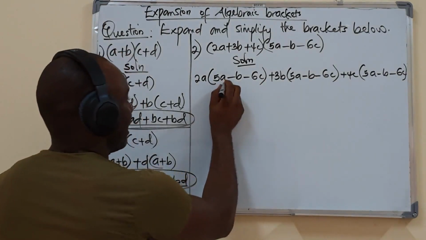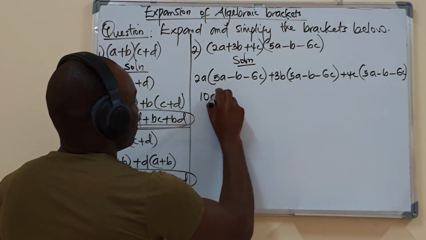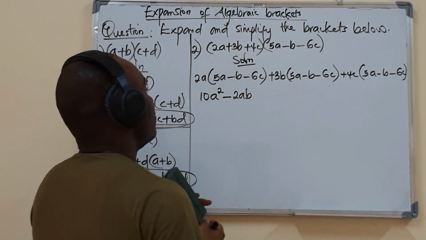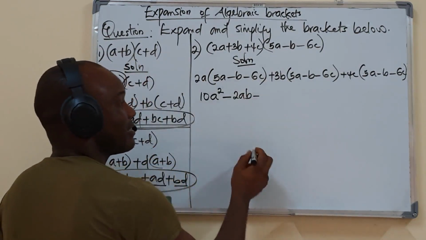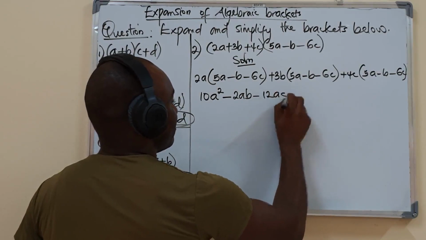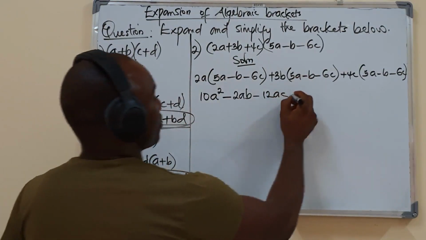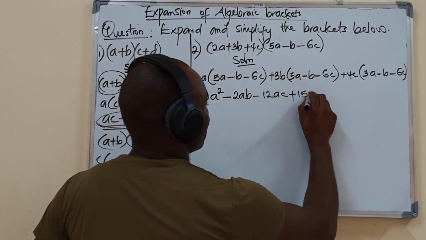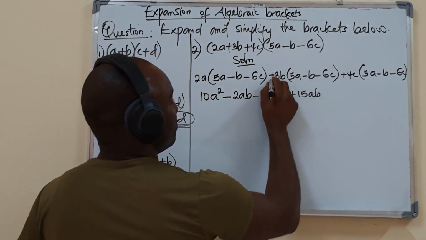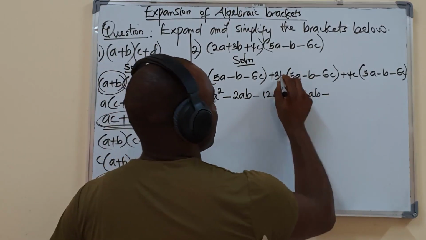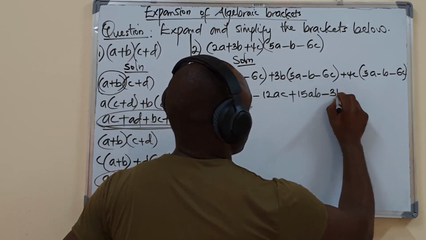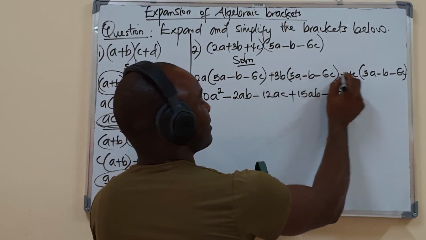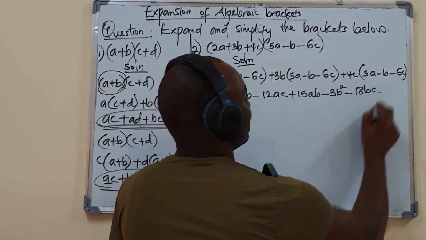This time 2a multiplies 5a to give us 10a squared, minus 2a multiplies b gives us 2ab, minus 2a multiplies 6c gives us 12ac. That is it for the first one. Next one, add 3b multiplies 5a to give us 15ab. Then addition multiplies subtraction leaves us with subtraction. So 3b multiplies b gives us 3b squared. And then next, subtraction again. 3b multiplies 6c will give us 18bc.